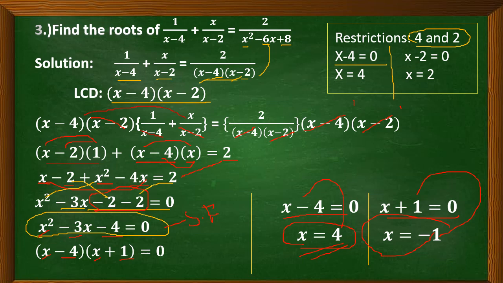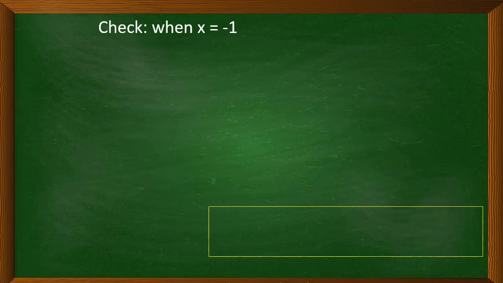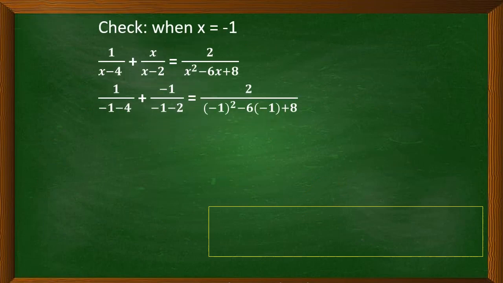Now let's check. So when x is equal to negative 1, we have to substitute the variable x by negative 1. So we copy the equation. Next, substitute x by negative 1. So 1 over negative 1 minus 4 plus negative 1 over negative 1 minus 2 is equal to 2 over quantity of negative 1 squared minus 6 times negative 1 plus 8.